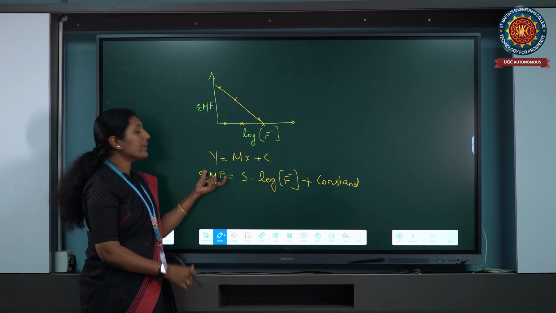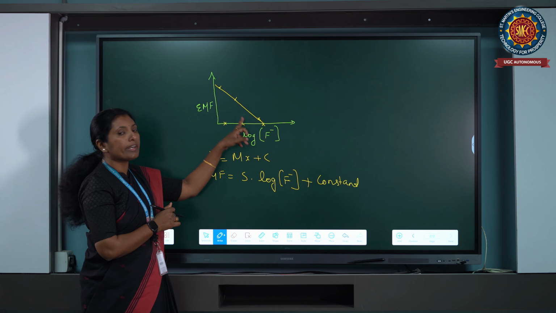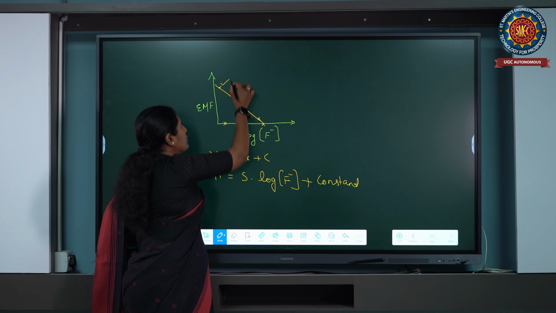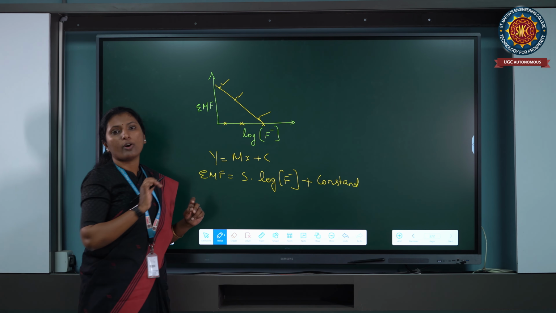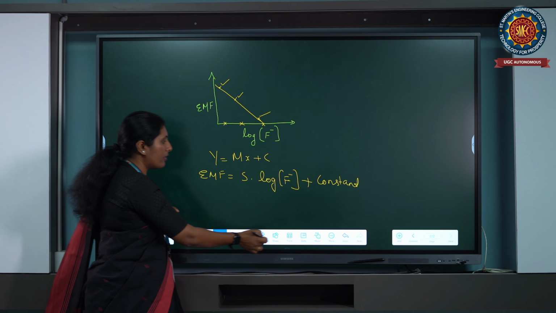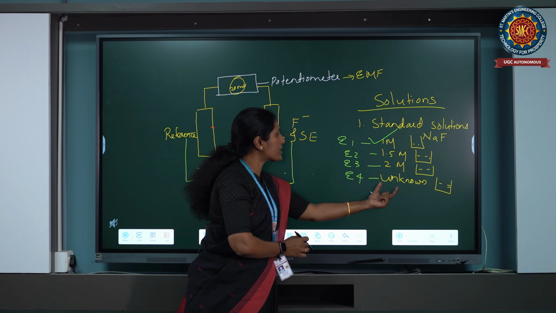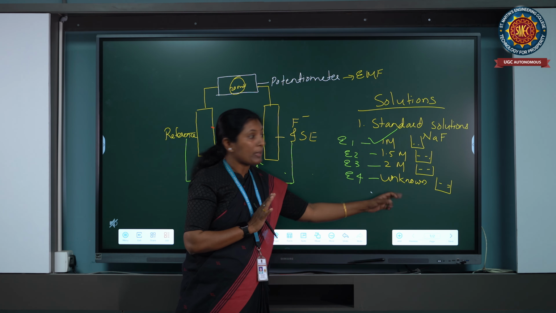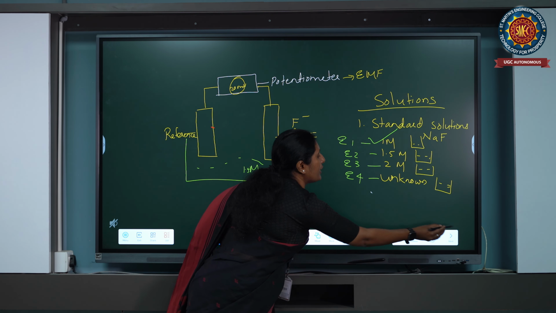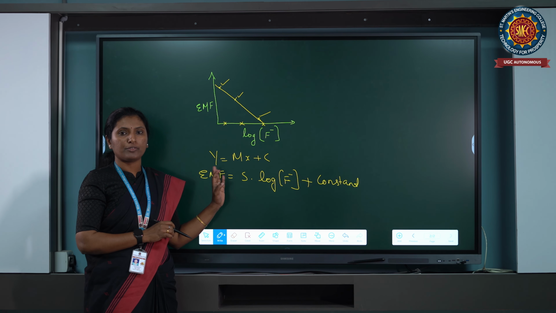Okay, from here you can understand, now we already plotted the graph with the 3 standard solutions. 1, 2, 3, 3 points we already marked. So what about the unknown solution? We already saw here the unknown solution, we don't know the concentration. But we got the EMF. Okay, unknown solution concentration we don't know, but we got the EMF.